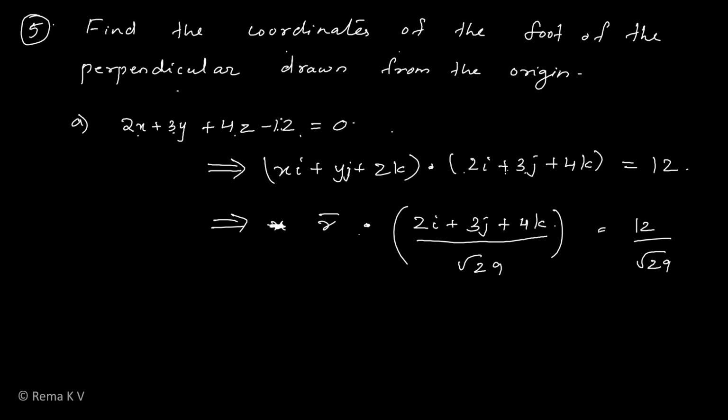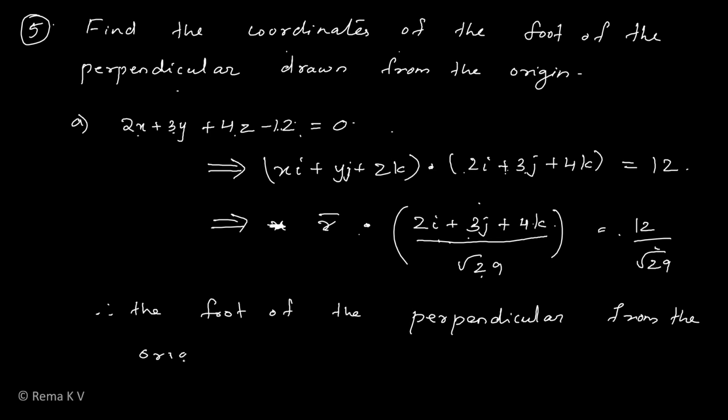Okay, when this is given in Cartesian form, express this in vector form as r dot n cap is equal to d. And now we can write L, M and N from this, also D from this one. Therefore, the foot of the perpendicular from the origin is, see, this is what you have to do.